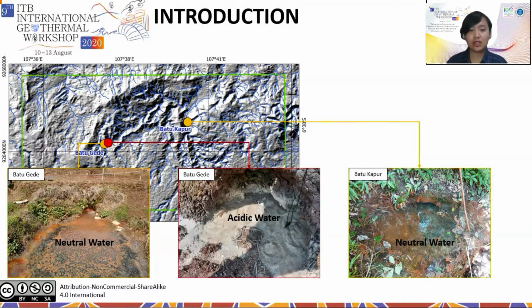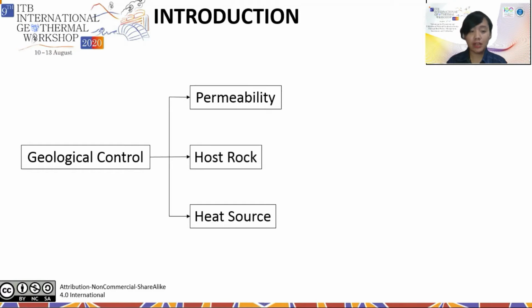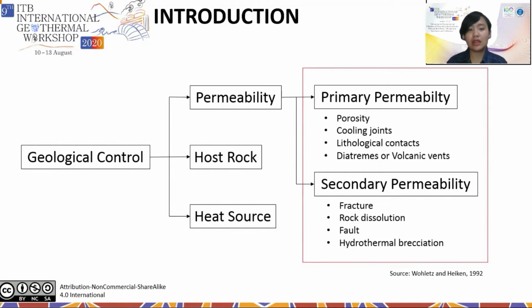What is the geological control? Geological control like permeability, host rock, and heat source will affect the emergence and also characteristic of the manifestations. In this research area, as a preliminary, we focus more on permeability that acts as the controller of the occurrence of manifestations. Permeability consists of primary permeability and secondary permeability.